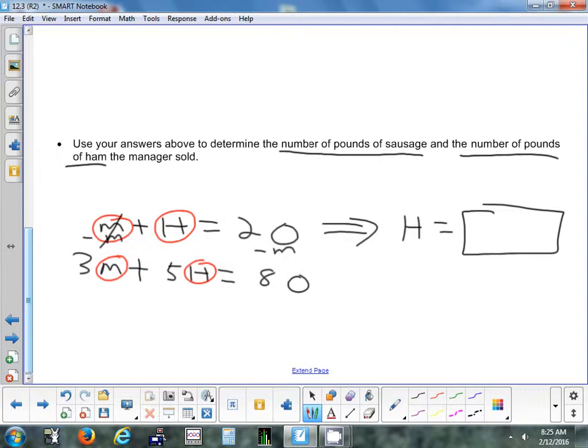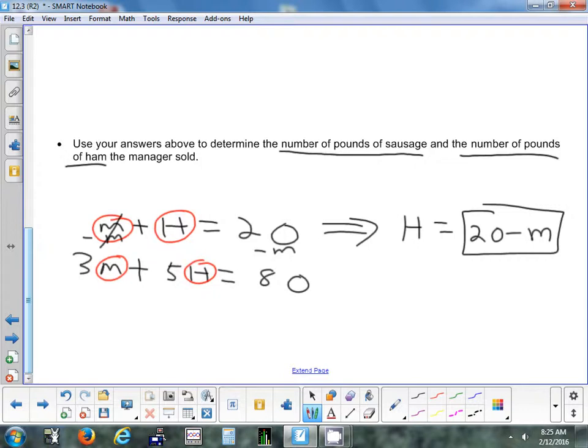Oh, Court? What's H going to be equal to? 20 minus M. Good. Okay, any questions on how we got H equals 20 minus M?